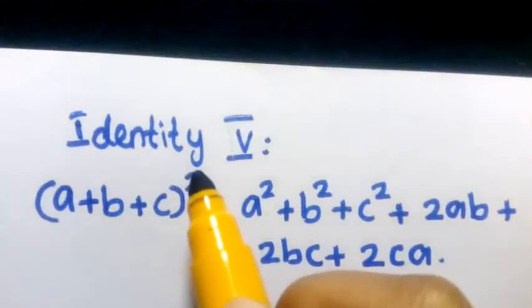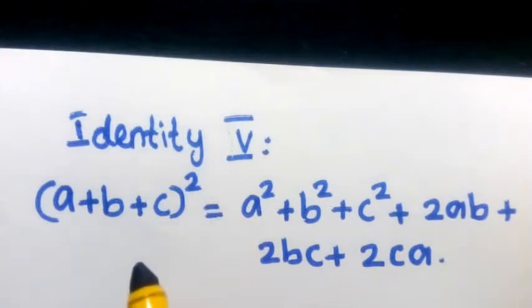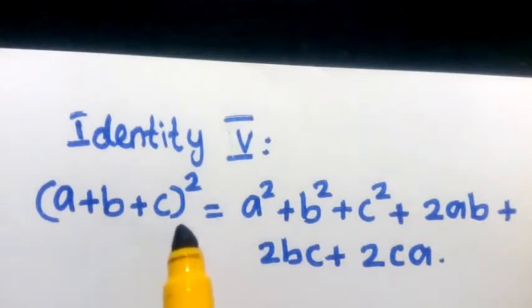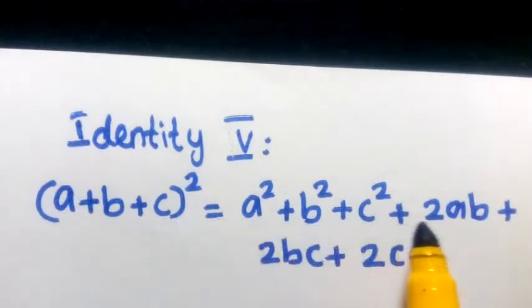Next, identity 5. This is an identity of a trinomial. A plus b plus c whole square is equal to a square plus b square plus c square plus 2ab plus 2bc plus 2ca. Here in the LHS, we have a plus b plus c whole square. And in the RHS, the expanded form of a plus b plus c whole square. Note that the expansion of a plus b plus c whole square consists of 3 square terms and 3 product terms. Next, let us check the usage of the identity by using some example questions.